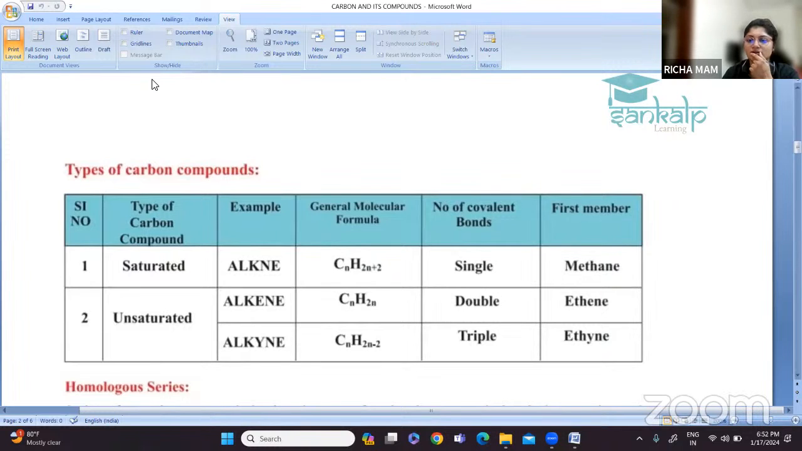Any doubts? In the next class, we are going to see some of the important questions from this chapter. Till now, we have completed two chapters: first, chemical reactions and equations, and second, acids, bases, and salts. And this is the third chapter. In the next class, we are going to see the questions also. Then we are left with two more chapters: metals and non-metals, and classification of elements and periodicity.